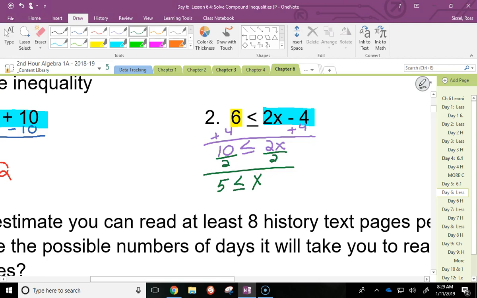What would be my inequality if I put x first? Aaron, what would we get? I just want to rewrite this. 5 is less than or equal to x. If you would have put x first, it would be x is greater than or equal to 5. Good job. Good job flipping your inequality sign.